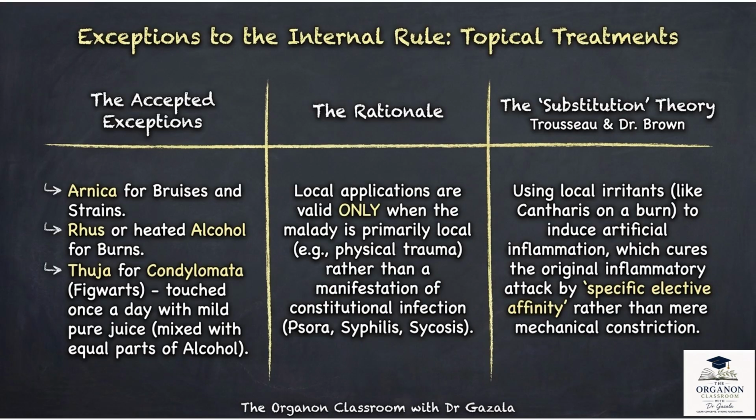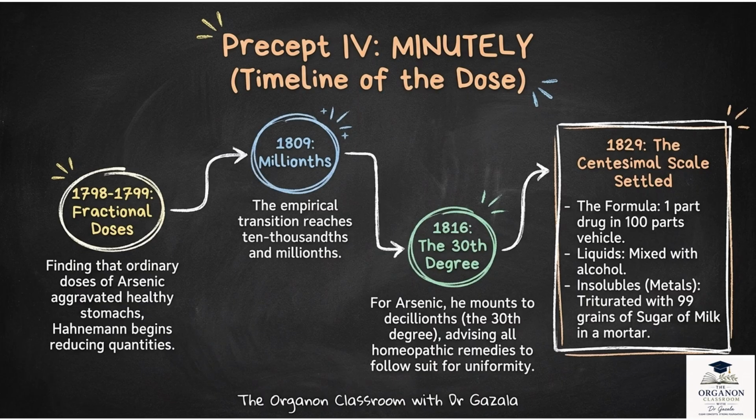The exceptions we discussed are given in a very systematic manner in this table, which you can refer to for your answer. We now have our fourth precept, which is, namely, the principle of minimum dose. And when we talk about the minimum dose, it is interesting to see how Hahnemann's ideas evolved over time.